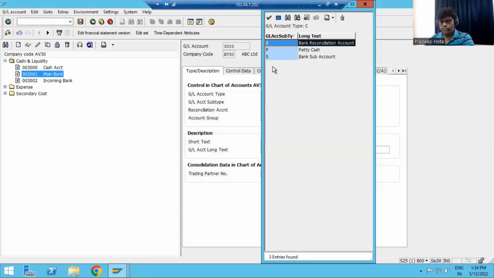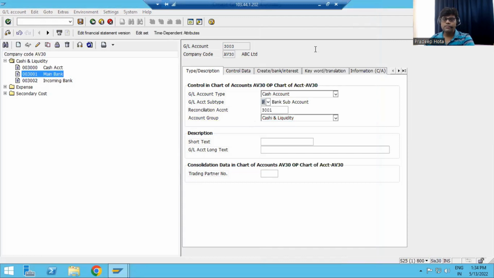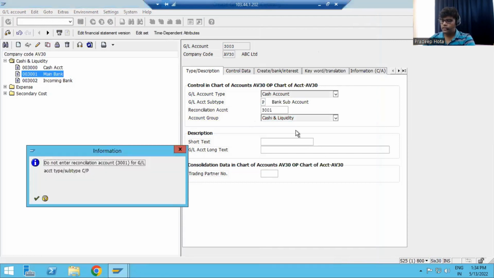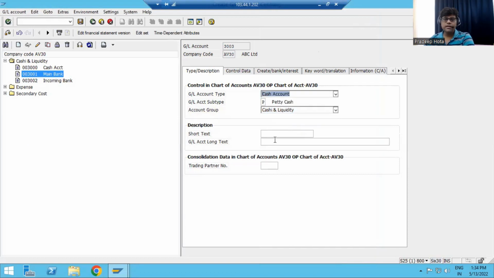The third option is petty cash. Under the same cash account option, you will select petty cash. This is nothing but your cash channel, so for a cash channel you have to select this option. This will be your petty cash account. So these are the changes related to GL master. It is not that important a question, but yes, these changes are there, so I thought I would share them with you.